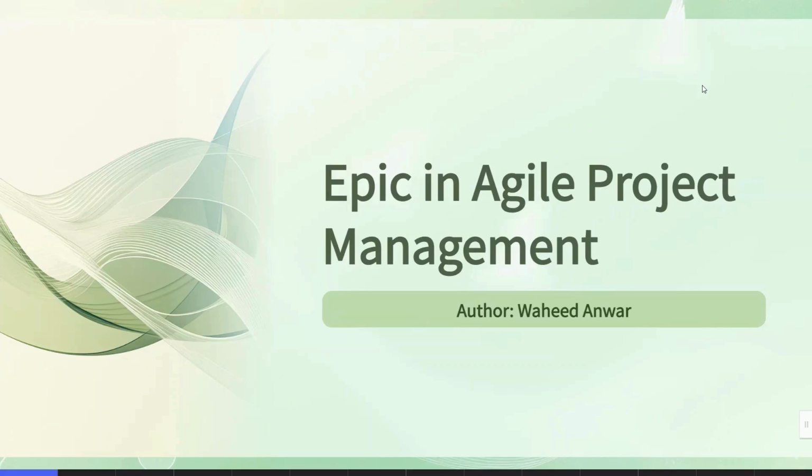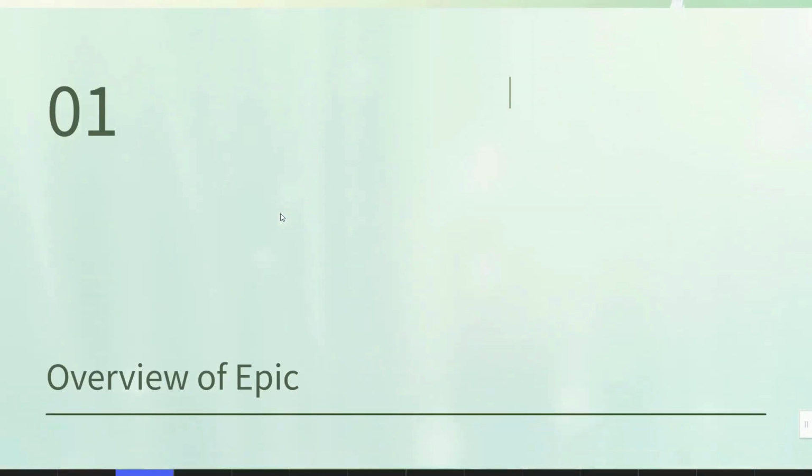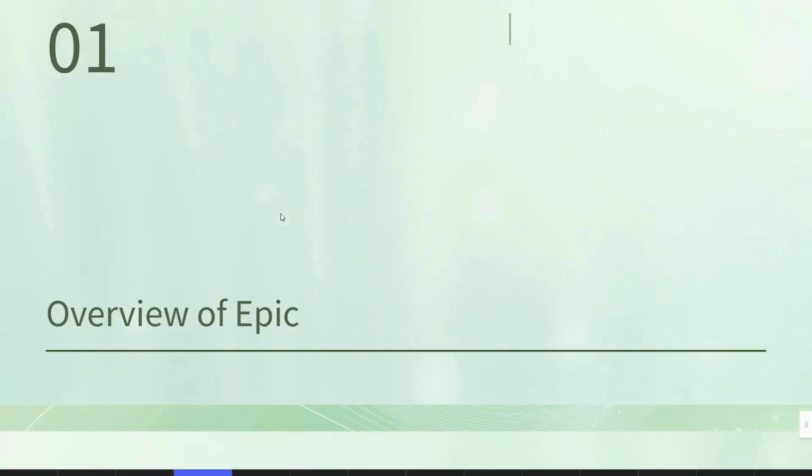In this video, we will take an overview of the Epic in Agile product management. Okay, so here we have the contents. First, we will take an overview of the Epic, then key characteristics of an Epic, then third, example of an Epic, then number four, why use Epics. Then in the last, number five, we will have a summary. So first, overview of the Epic.